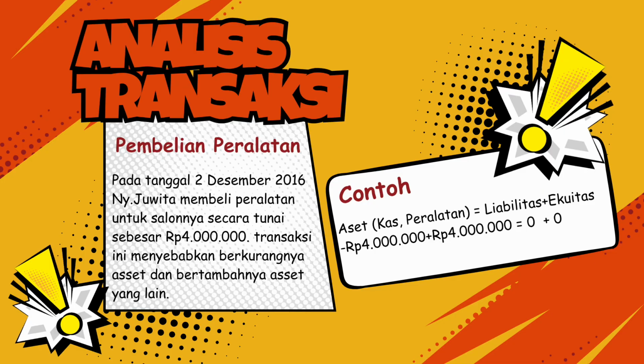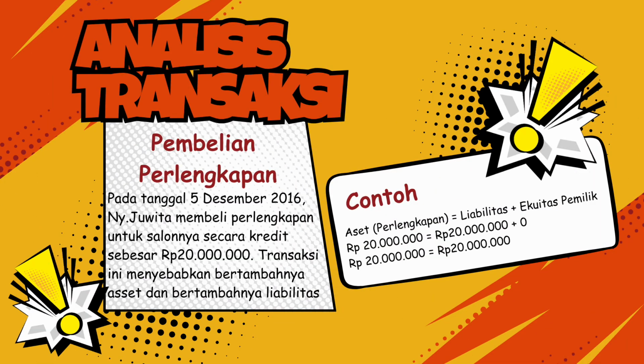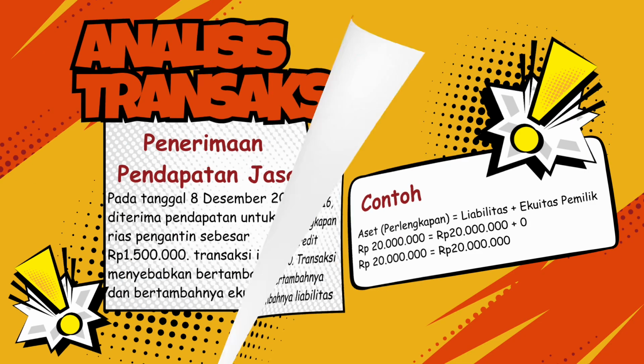Number 2, equipment purchase, December 2. She purchased equipment for 4 million in cash. Cash decreases, but equipment increases. Total assets stay the same. Number 3, supplies purchase on credit. On December 5, she bought supplies worth 20 million on credit. Assets increased and liabilities also increased because the company now has debt.